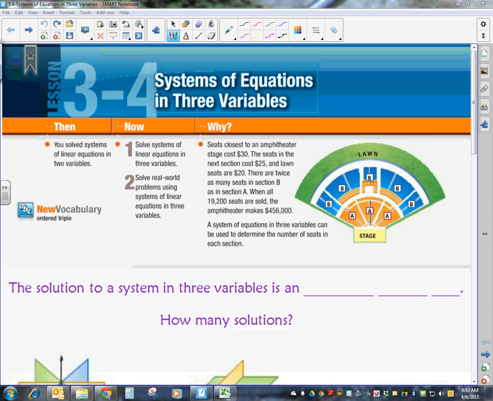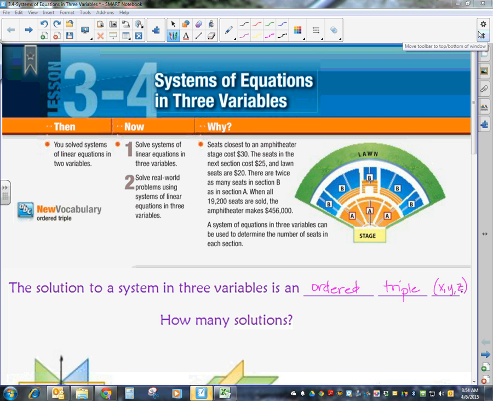Okay, today we are talking about section 3.4, which is systems of equations in three variables. So keep in mind, since we have three variables, we're basically talking about three dimensions, which means that the solution to a system in three variables is not going to be an ordered pair, but an ordered triple. And we write that x, y, z.